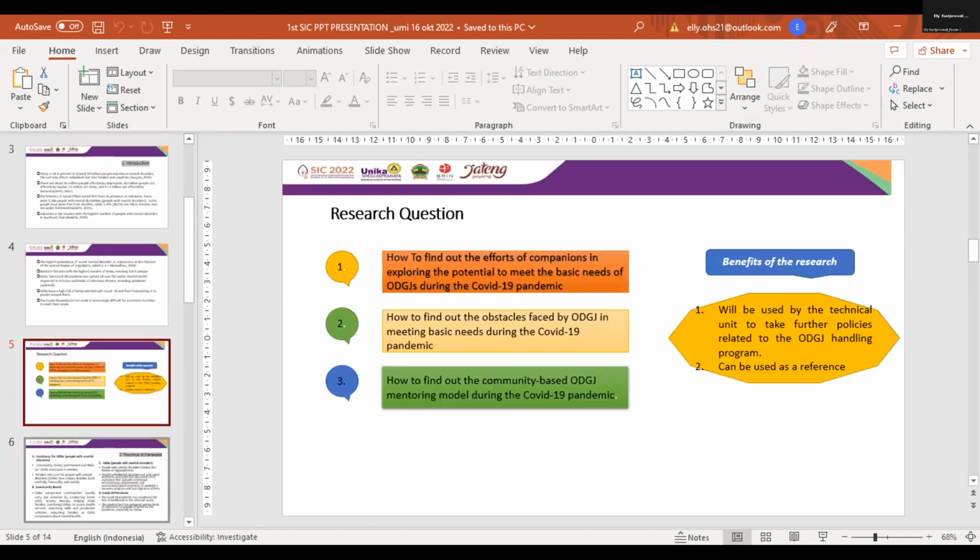For research questions, number one, how to find out the effort of companions in exploring the potential to meet the basic needs of ODGJs during the COVID-19 pandemic. Number two, how to find out the obstacles faced by ODGJ in meeting basic needs during the COVID-19 pandemic. And number three, how to find out the community-based ODGJ mentoring model during the COVID-19 pandemic. The benefit of the research is that it will be used by the technical unit to take further policies related to the ODGJ handling program, and can be used as a reference.